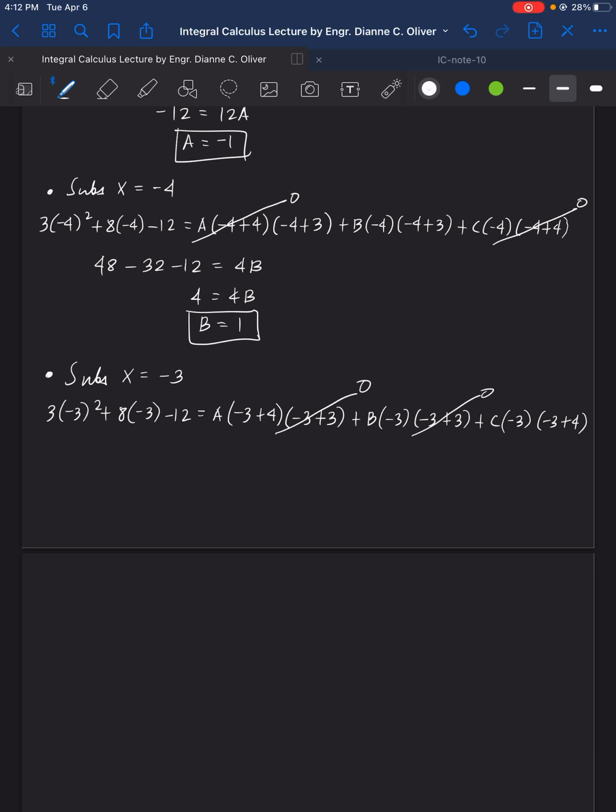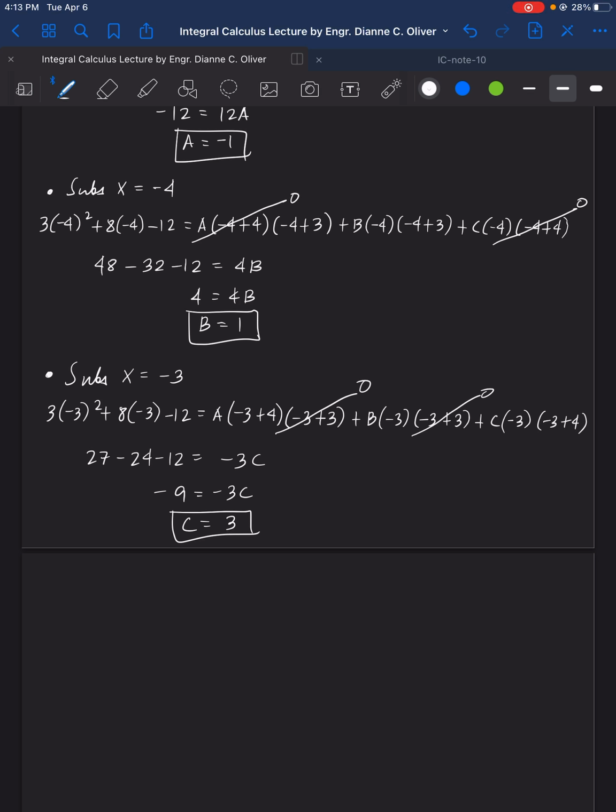C. So what is 3 squared? 9. 9 times 3, 27. Minus 24 minus 12 is equal to negative 3 plus 4, positive 1. Positive 1 times negative 3, that is negative 3C. 27 minus 24 minus 12 is negative 9, equals negative 3C. C is equal to positive 3.